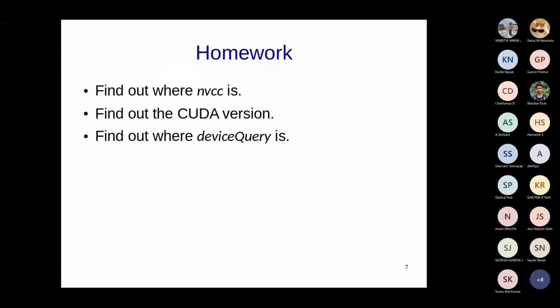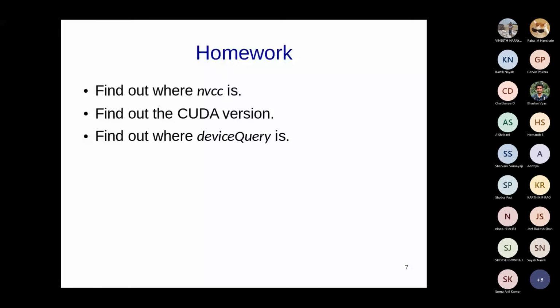Teachers always like to give homeworks and I'm no exception. So you have to find out where that NVCC is, right? So we saw that it's a compiler from NVIDIA for compiling your CUDA programs, which are typically named as .cu. So you can find out where that NVCC is. You have to find out what is the CUDA version that you are probably running with, either on Google Colab or on your laptop or somewhere else.